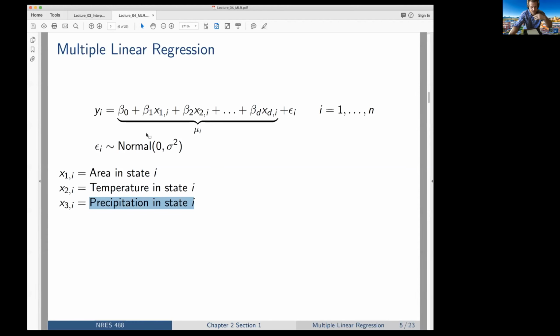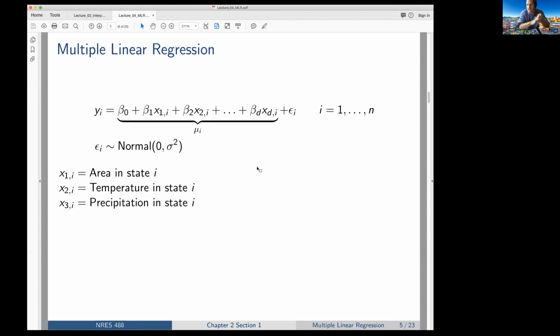And just like simple linear regression, y_i are our data. These are the number of species we have. x1 are our covariates, so we have this information too. We have the information on the area of each state. x2 is the temperature in the state. We have information on average temperature. And then x3, this says x_d, but let's say that d equals 3. That's the average precipitation in the state. So we have information on y, x1, x2, and x3.